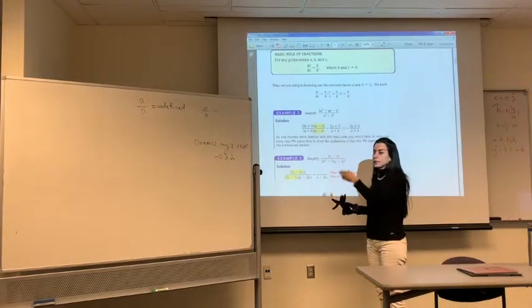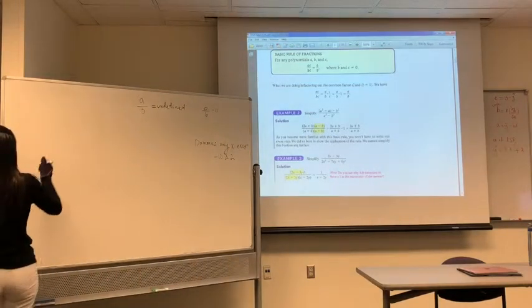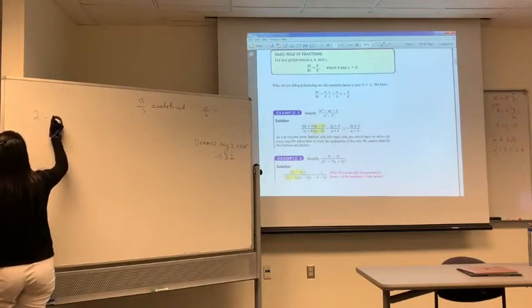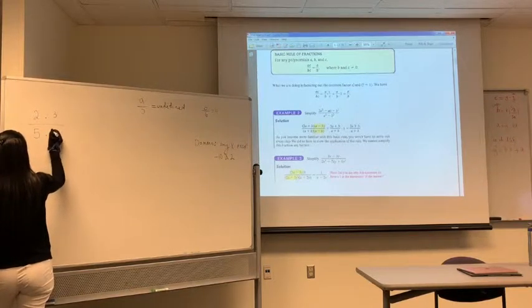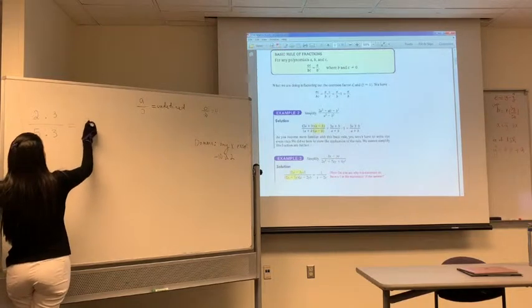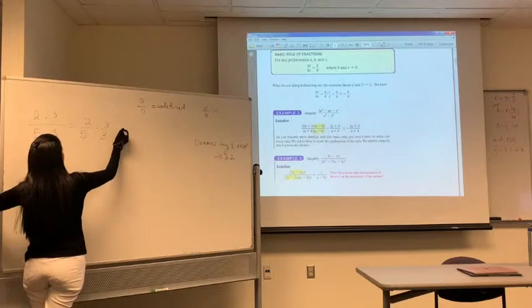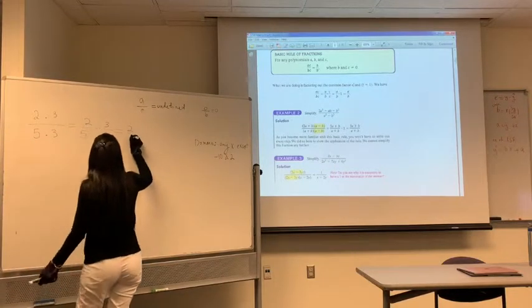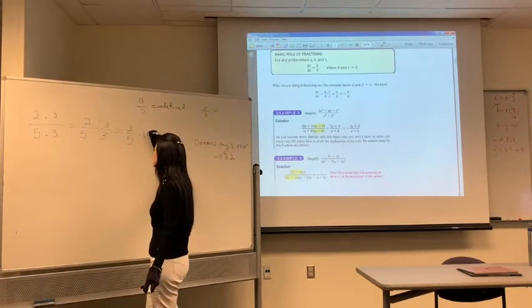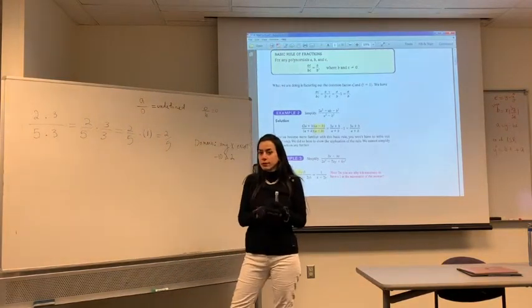It says if we have 2 multiplied by 3 divided by 5 multiplied by 3, we can write it down in this form. And we know that 3 divided by 3 is always equal to 1, right?